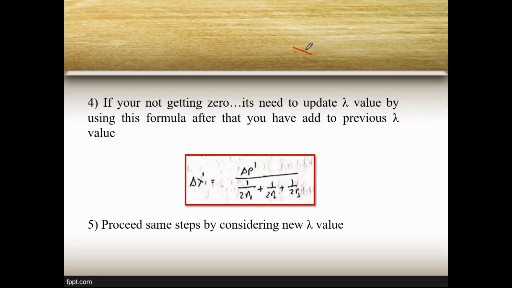Suppose we already have lambda equals 6. If you get lambda equals 2 from this answer, the updated value is 6 plus 2. This is the new value. Using lambda equals 8, proceed from step 1, step 2, like that. After that, check the delta p value, that is pd minus the sum. If it is again not equal to 0, then again you have to proceed with the same steps. So these are the 5 steps we have to follow while doing the problems when they give the generator limits.